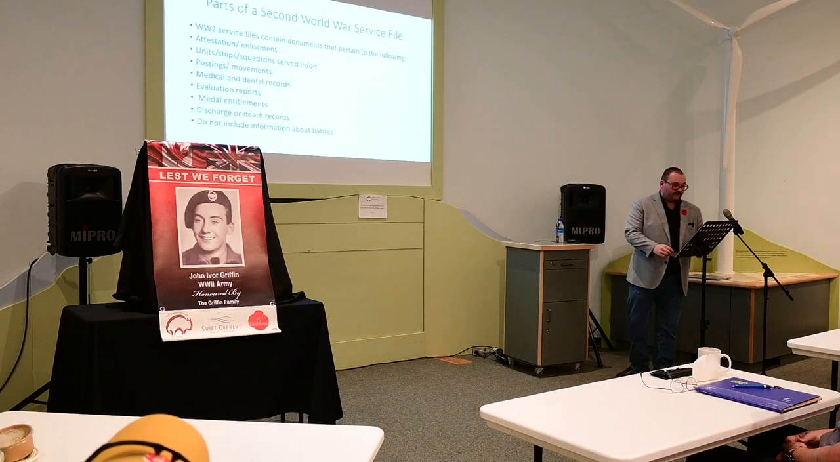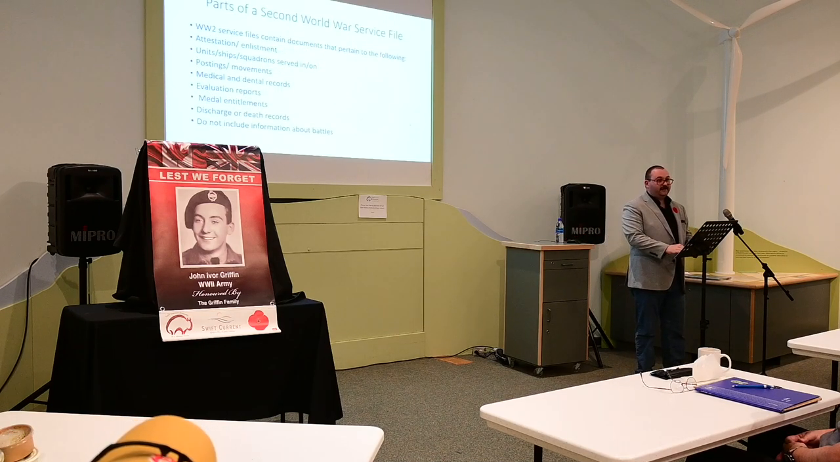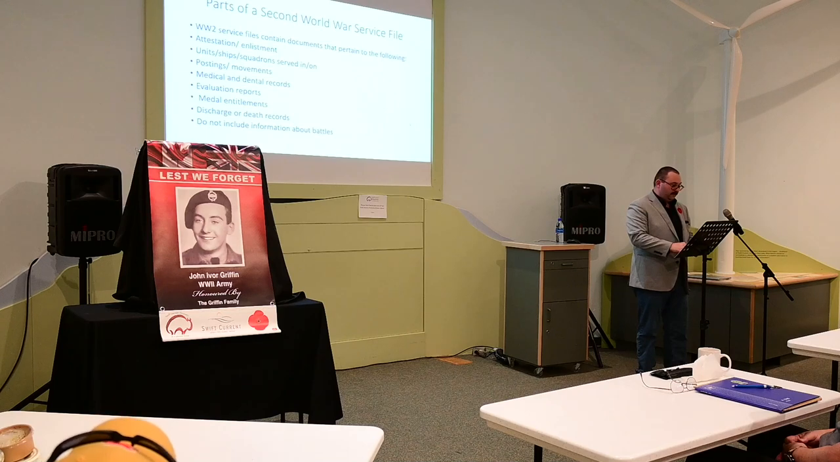So parts of a Second World War service file, as I mentioned, at times there can be anywhere between 10 to 900 documents in some of these files. The main ones that are in there are going to be the attestation papers or enlistment papers. Documents regarding units, ships, squadrons that they served in or on. Their postings and movements, so that'll be every different place. Every time they move to a different area or a different posting, it'll list that and it'll give dates.